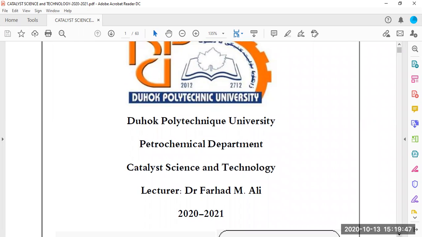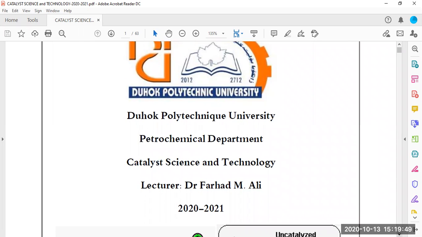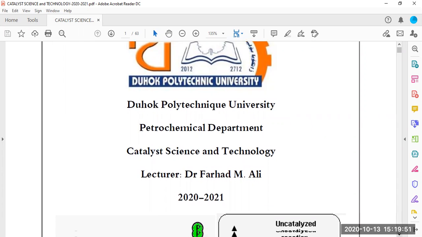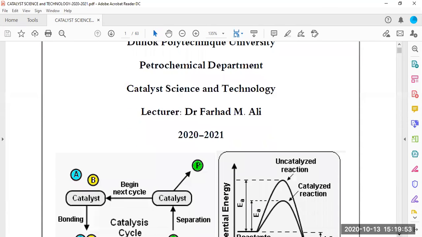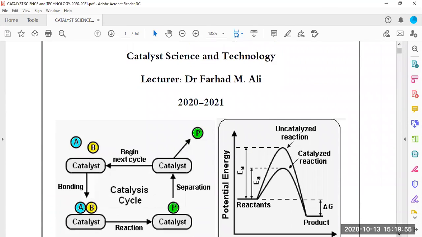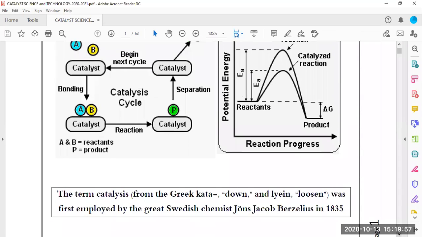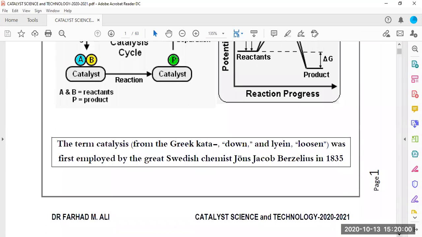Now, as you can see, our subject is Catalyst Science and Technology. We're doing this course only for this semester, and I'm hoping to do material science for the next semester.